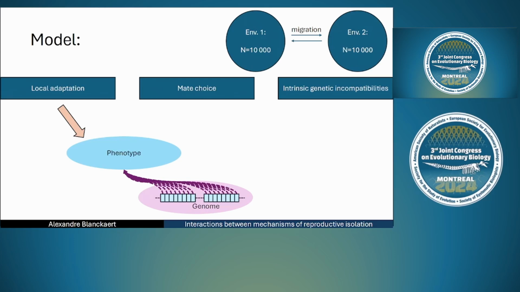We have a genome with many loci, and all of these loci contribute additively to the phenotype, and this phenotype is under selection, which is how local adaptation works. But this phenotype is also used as a mating cue, because we use a phenotype matching preference system, so the phenotype also interacts with mate choice. And finally, some of the exact same loci that encode the phenotype form their own intrinsic incompatibilities, so simply having these two together is bad regardless of the resulting phenotype.